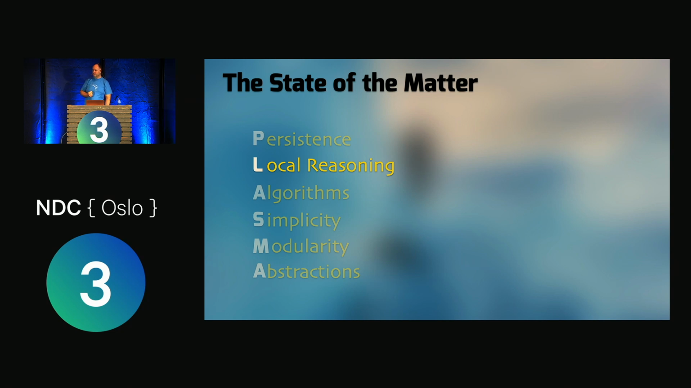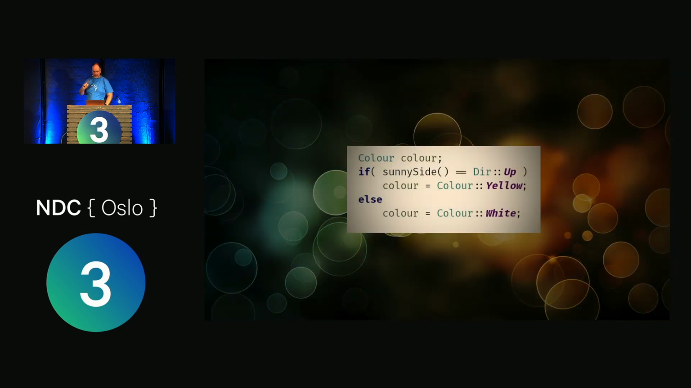Local reasoning is the next one. So I'm going to use a slide from another talk I did, Functional C++ for Fun and Profit. I think I actually did it at this conference a few years ago. Just to illustrate. So this is C++ code, but it's pretty universal, so shouldn't be a problem. So typical bit of code where you've got a variable, in this case color, and you want to give it a value based on some condition, in this case calling this function.